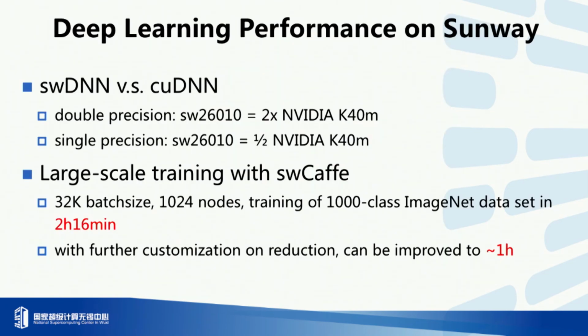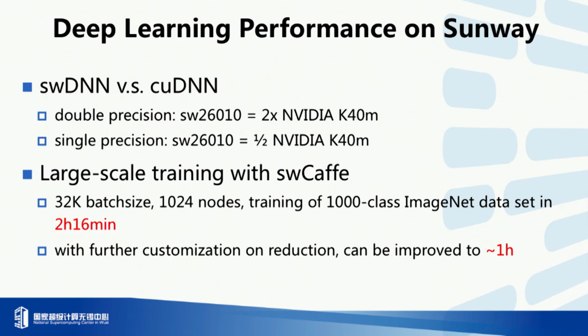So the current performance might not be that good because our processor was not designed for deep learning, and it was not designed for single precision operations. As you can see here, our single precision performance is even worse than the double precision performance. But one processor, at least, is equivalent to 1/2 of an NVIDIA K40. And we are already starting large-scale training with Sunway Cafe on our supercomputer.